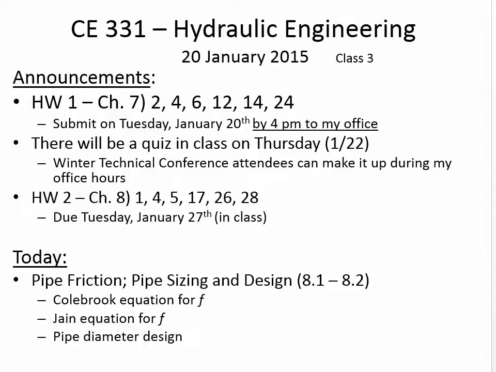Today we're going to continue talking about pipe friction and the implications that pipe friction has on pipe sizing and design. So we're in chapter 8 of the textbook now. First we're going to go over the Colebrook equation, which is a really detailed and accurate equation for finding the friction factor F. Then we'll talk about the Jain equation, which is an explicit equation that's a little bit easier to use than Colebrook, though sometimes not applicable and sometimes not as accurate. And finally, we've got a couple of examples related to pipe diameter design.